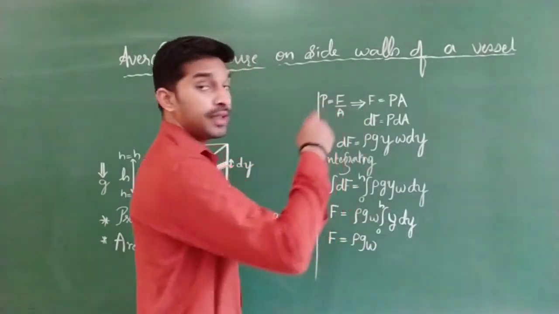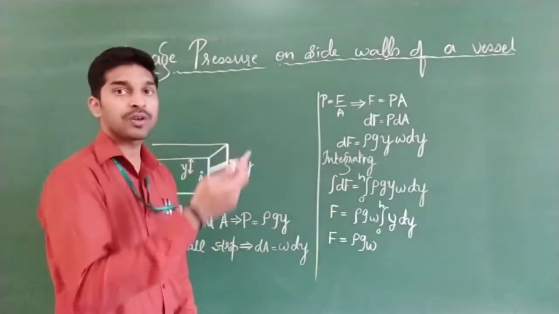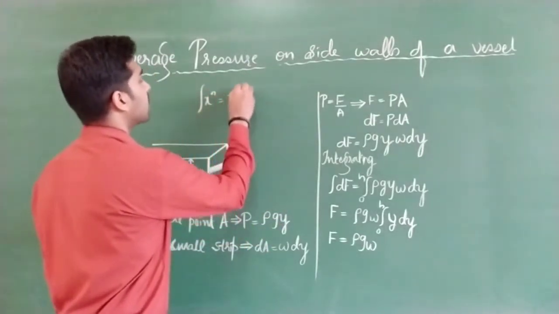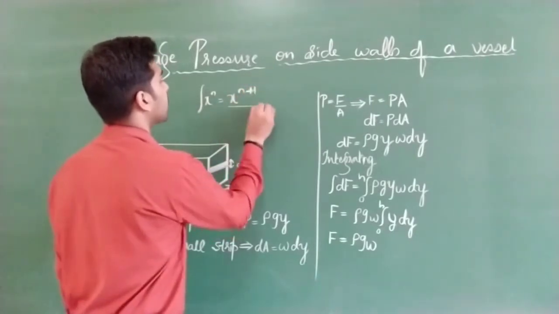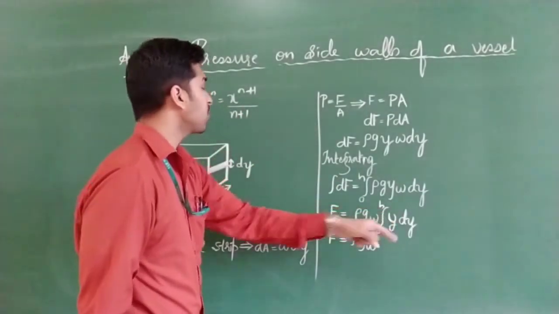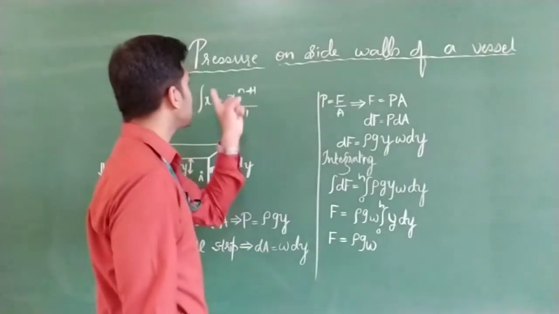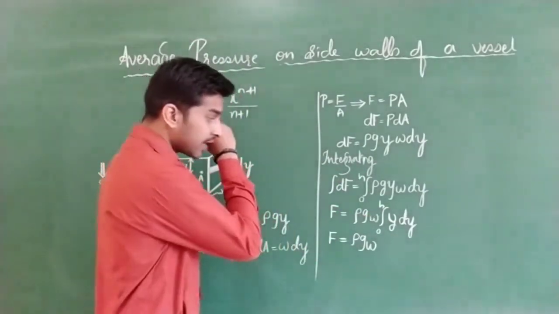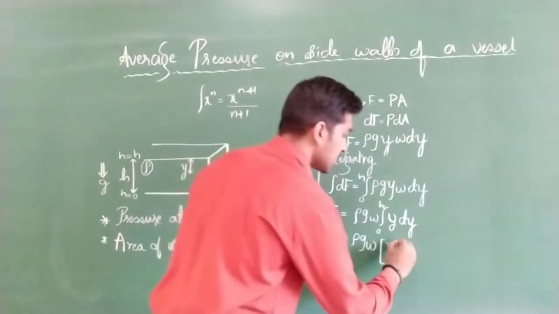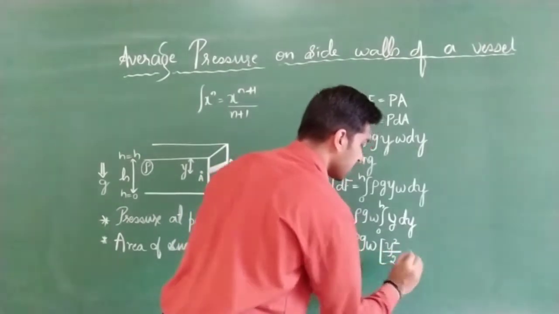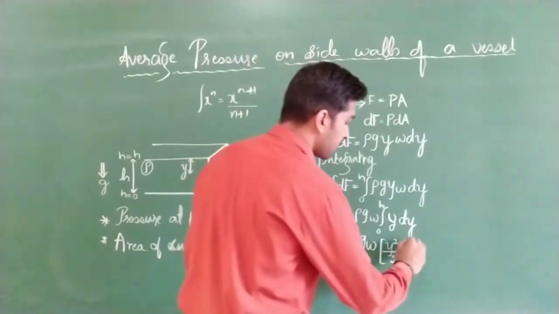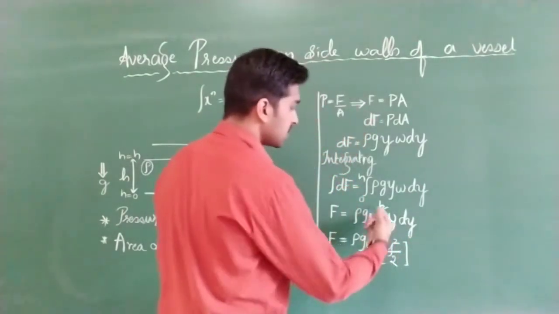Integral x power n is nothing but x power n plus 1 whole divided by n plus 1. You should remember that. In place of x I have y, and in place of n I have 1. So according to this rule, what can I write here? It is nothing but y power 1 plus 1, which is 2, divided by 1 plus 1, again 2. So rho g w, inside the brackets, y square divided by 2, with limits 0 to h.